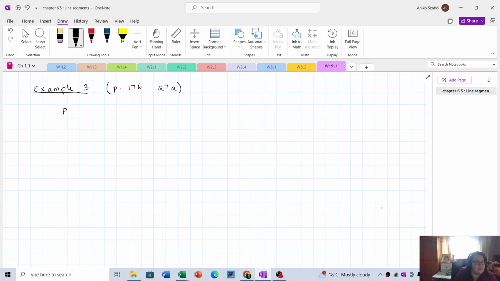Okay, so P is (0, 1). This is what we had in our first example, and Q is (3, 10). So let me call these x1, y1, x2, y2. So the gradient is change in y divided by change in x. So y2 is 10, y1 is 1, x2 is 3, x1 is 0, so this is 9 divided by 3, it's 3.